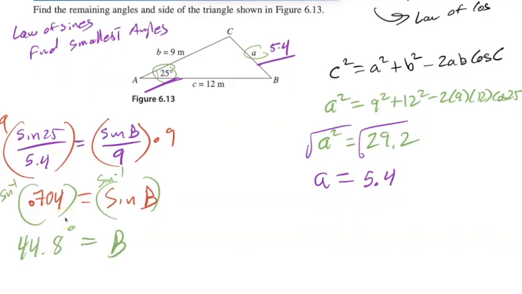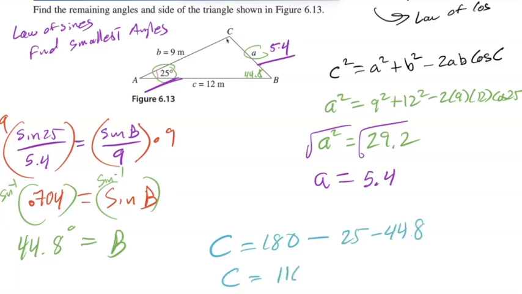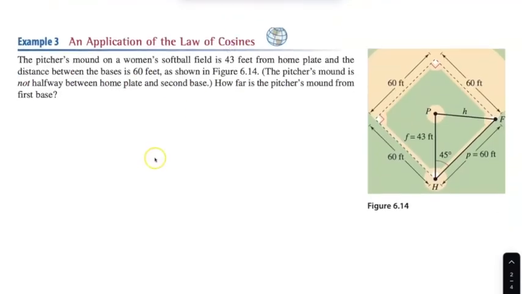We have angle A, we have angle B. Now we need angle C. The easiest way to find the remaining angle is to do 180 minus the other angles you have: 180 minus 25 minus 44.8. I get C equals 110.2. Good thing I didn't do law of sines on that one, because you would not get 110. Law of sines does not go past 90. Law of cosines, if you have a chance, always do the biggest angle first. Law of sines, if you have to use it, do the smallest angle first and leave the biggest angle to 180 minus. Okay, if I want to do an application real quick.